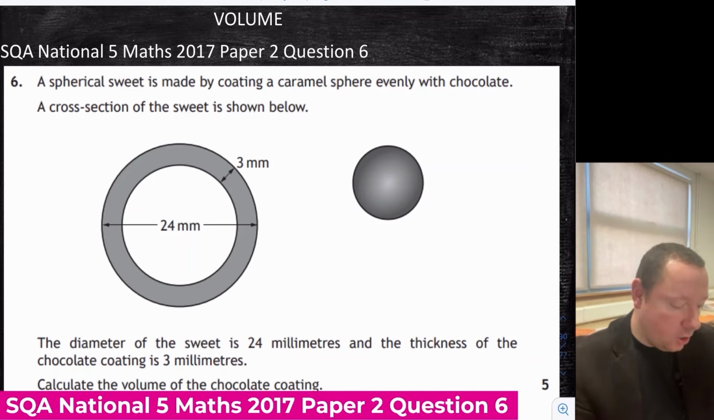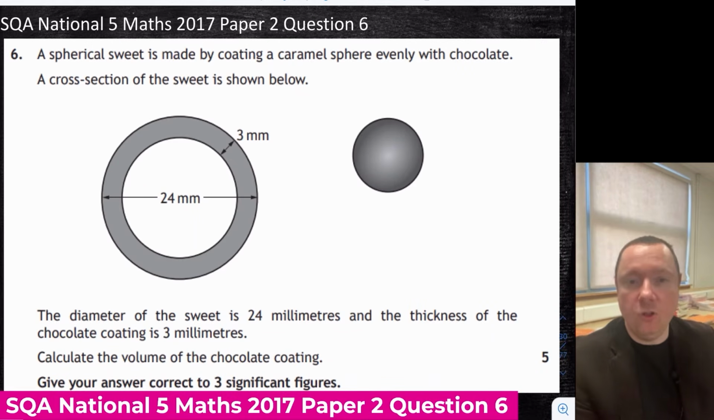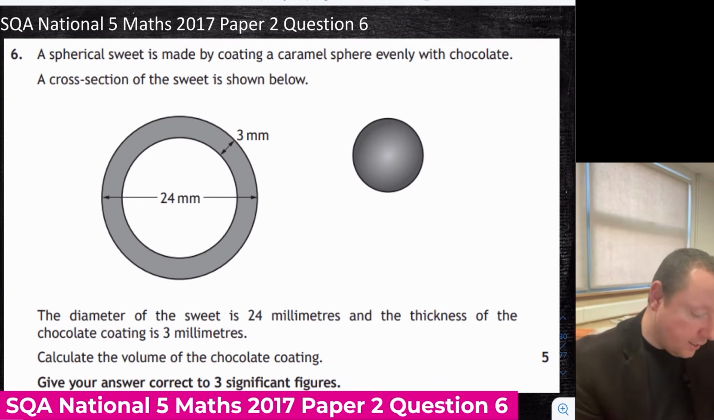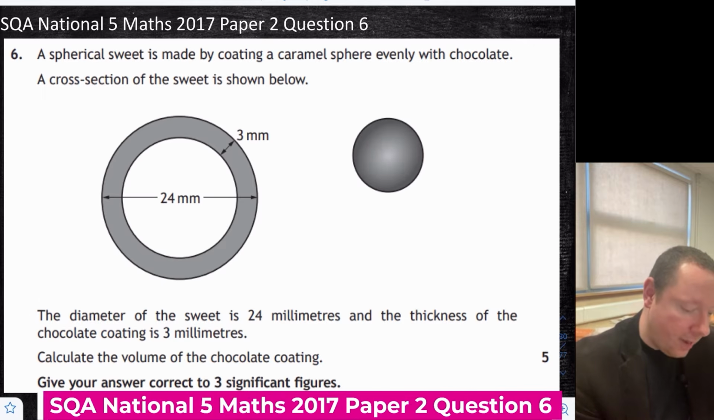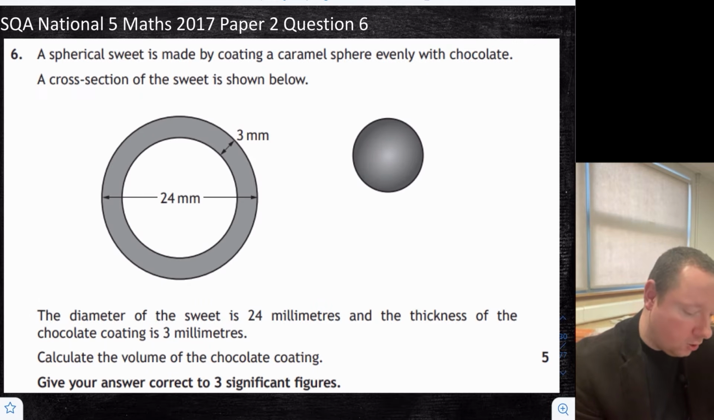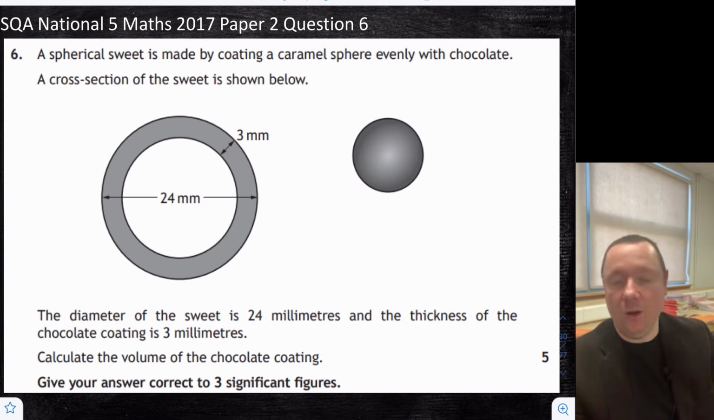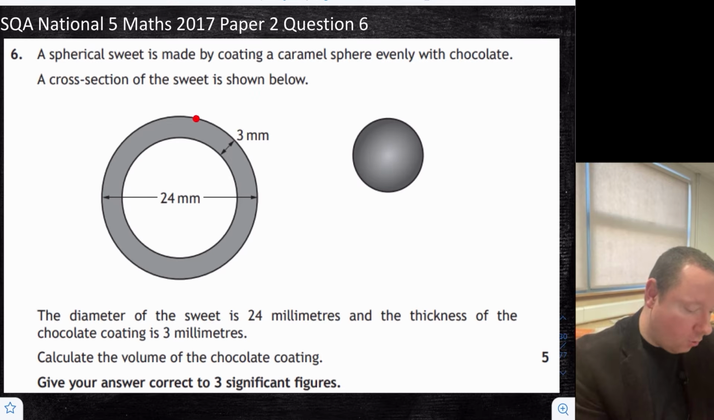A volume question, SQA National 5 Maths 2017, Paper 2, Question 6. It says a spherical sweet is made by coating a caramel sphere evenly with chocolate. A cross-section of the sweet is shown. The diameter of the sweet is 22 millimeters and the thickness of the coating is 3 millimeters. Calculate the volume of the coating. So the volume of the coating is not a full shape, so it's a takeaway again. So I need to do the volume of the big sphere minus the volume of the small sphere, and that will give me what's left in between.